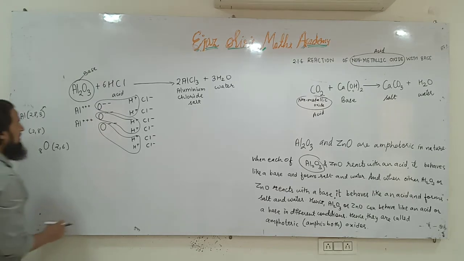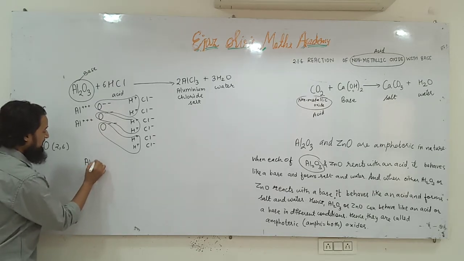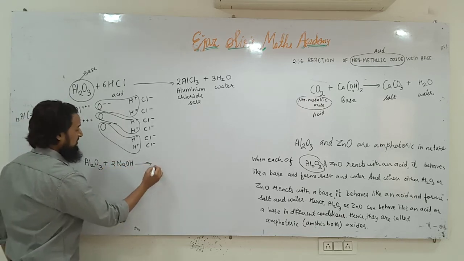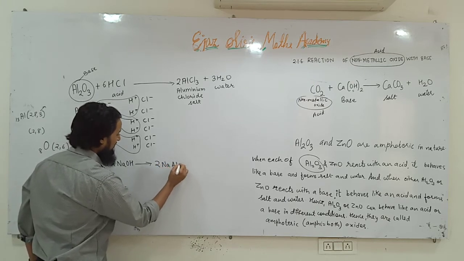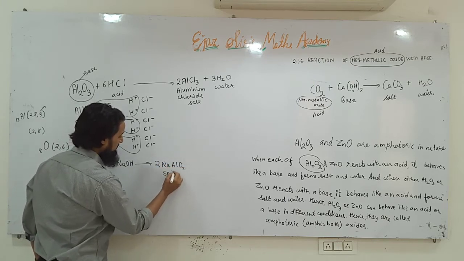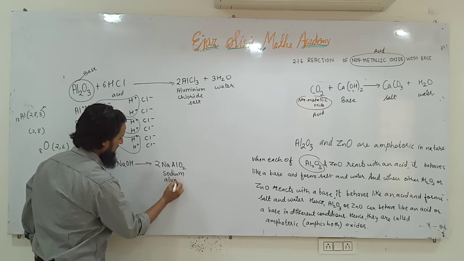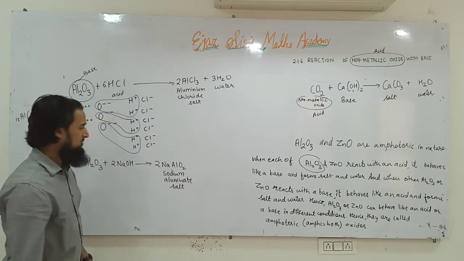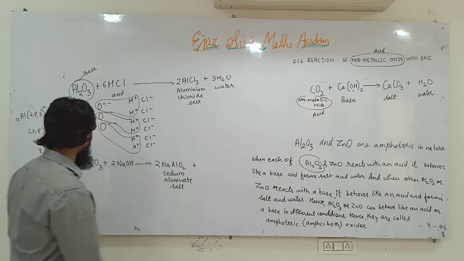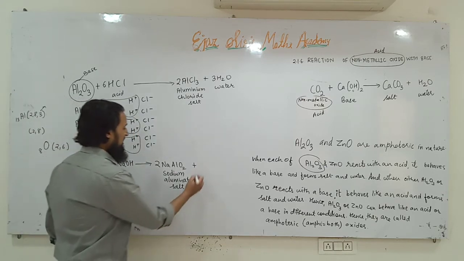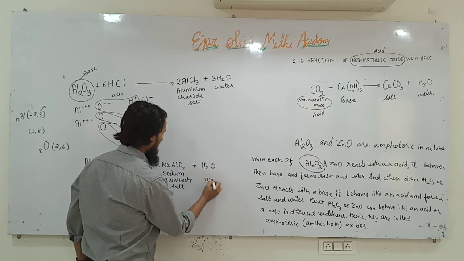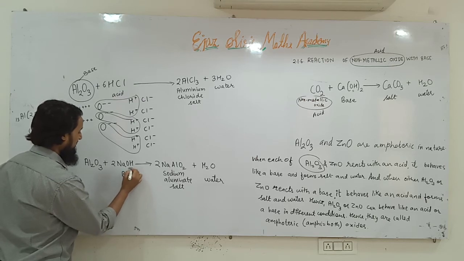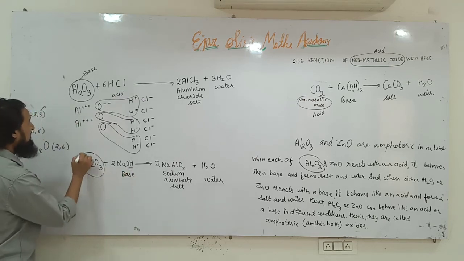Now see its reaction with a base. Al2O3 plus 2NaOH. I am writing a balanced equation directly. So it will form 2NaAlO2, which is called sodium aluminate salt. If you can remember, then remember it. Otherwise, forget it. There is no need to remember it. And here will be H2O. This is water. This is salt. And there is no doubt that NaOH is a base because it contains OH. So here it is behaving like an acid.